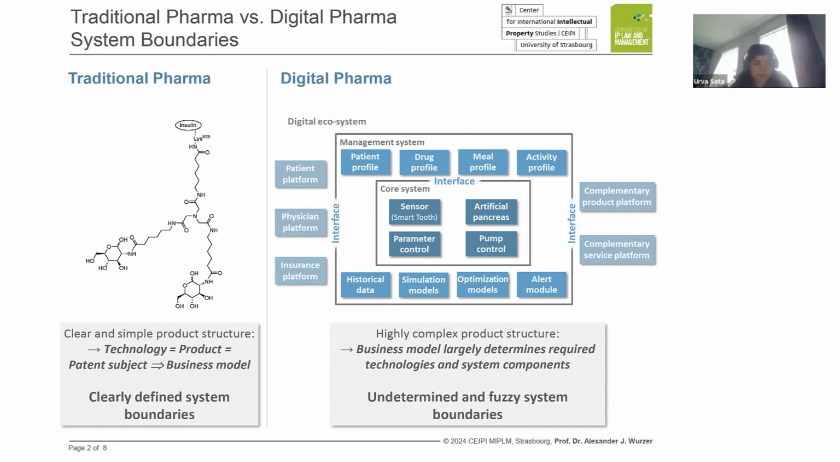There is a patient platform, physician platform, insurance platform, the management system, which covers patient profile, drug profile, the core system, which involves sensors, artificial devices, electronic components. Then there's historical data, there are simulation models, there are optimization models.